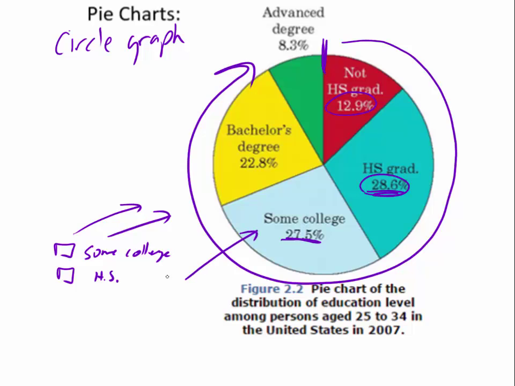We call this, just a little vocabulary, the sector. So that is a sector of a circle graph or a pie chart. And this is called the central angle. So this is our central angle. And we are going to need to find this central angle in order to create these.